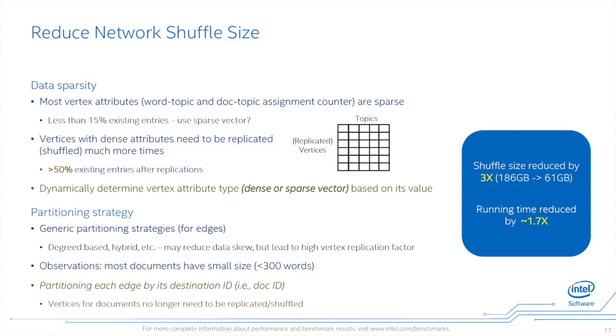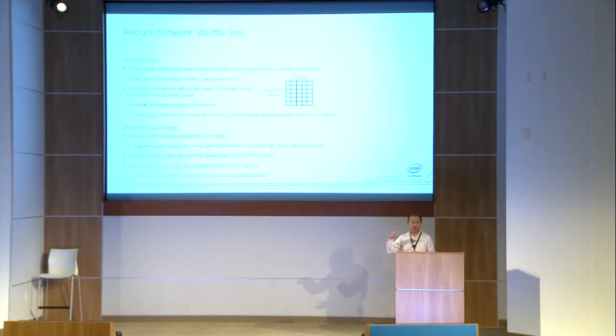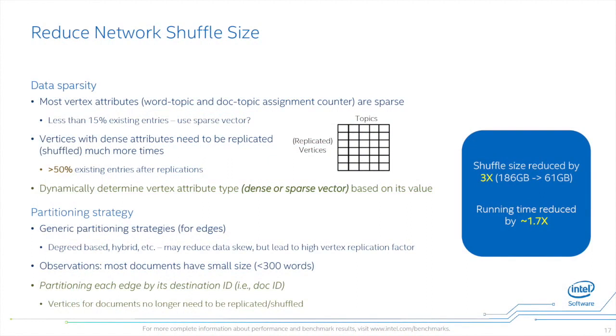As I mentioned before, all the edges need to be partitioned across the network, and every vertex needs to be replicated to the edge partitions in which it appears. There are several generic partition strategies we have tried. Some are degree-based, some are hybrid, and so on. All those generic approaches try to balance the data, to make sure the edge partitions are balanced across all the different workers. However, they do not try to optimize the replication factor of vertices.